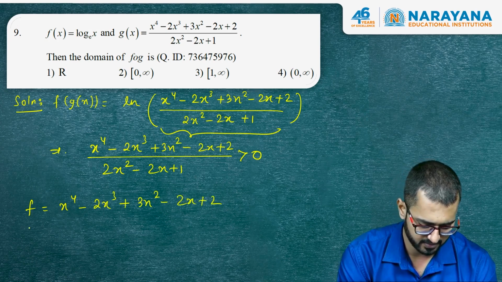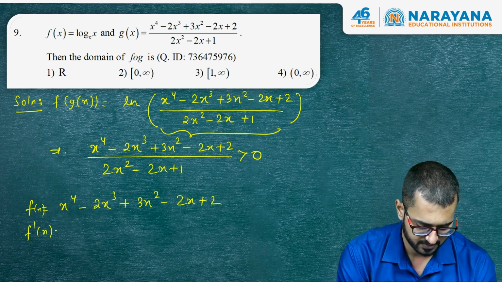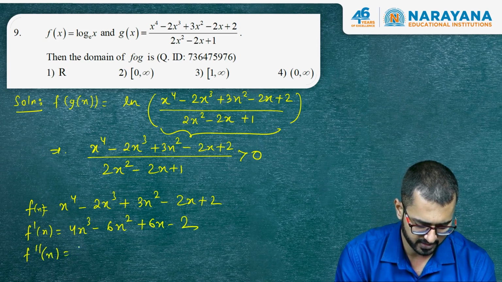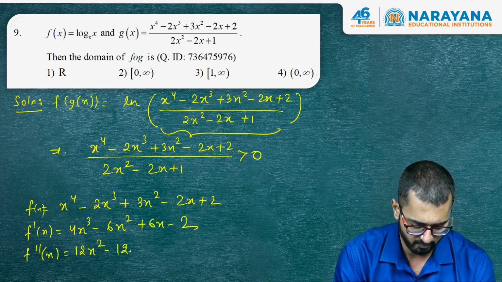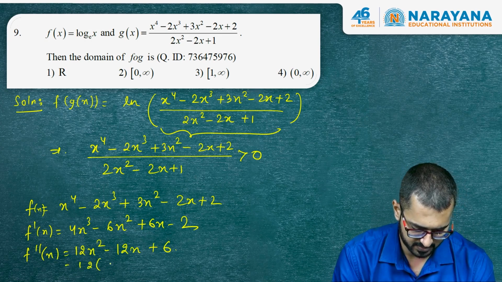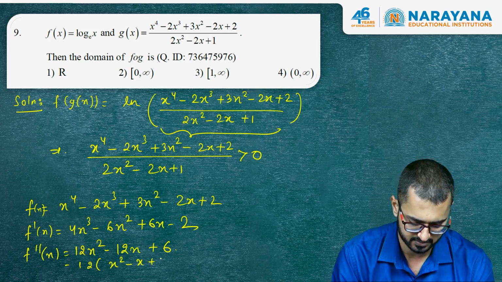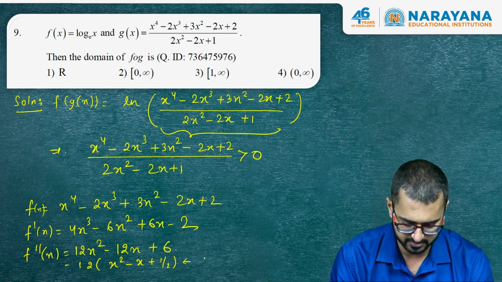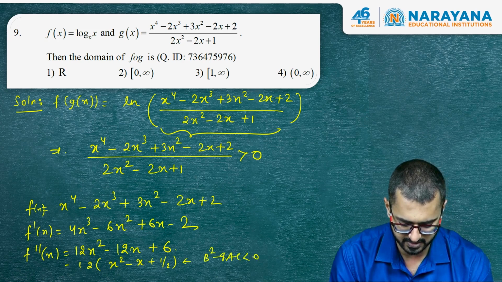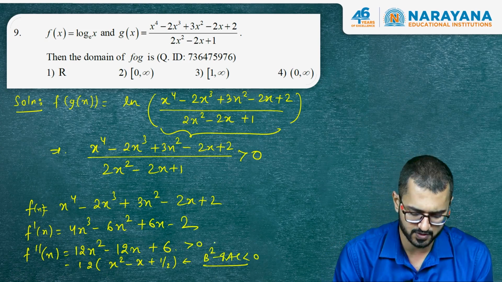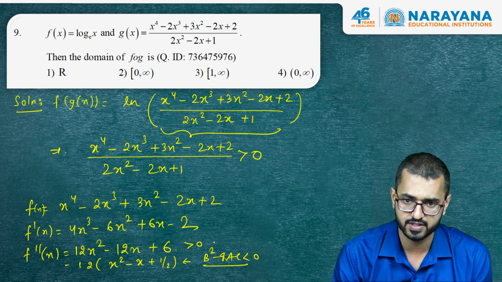So if you see the behavior of f dash, it becomes 4x cube minus 6x square plus 6x minus 2. Finding one more derivative gives me 12x square minus 12x plus 6. Here you can take 12 common, and that turns out to be x square minus x plus 1 by 2. Here in this you see b square minus 4ac becomes negative, so this quantity is always positive. So f double dash is always positive, which means the function is concave up.